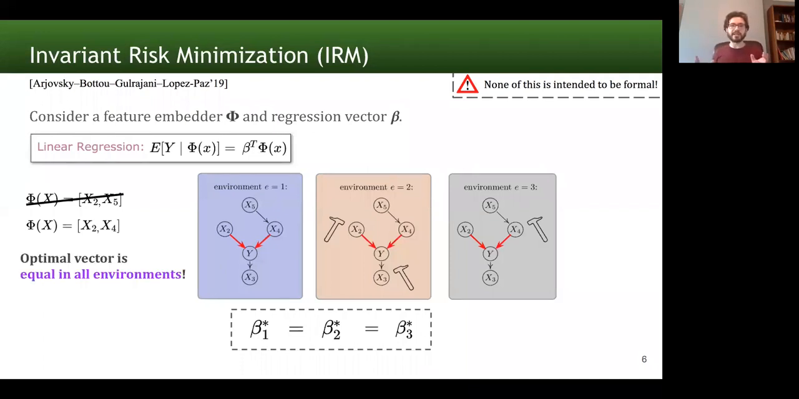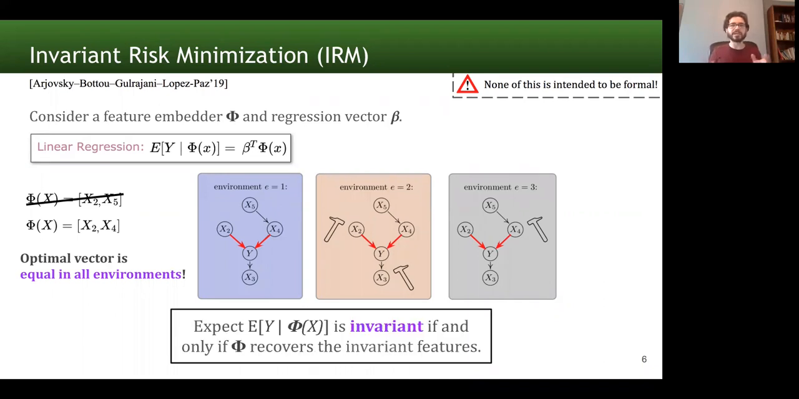So this is the key intuition behind invariant risk minimization: that if we uncover, in a sense, the correct features, the optimal vector on top of those features is the same for all environments. Put a little bit more concretely, we expect that this expectation, in other words the regression vector, is invariant if and only if phi recovers the invariant features, which in this case are the features whose informativeness of the label does not change across all possible interventions.